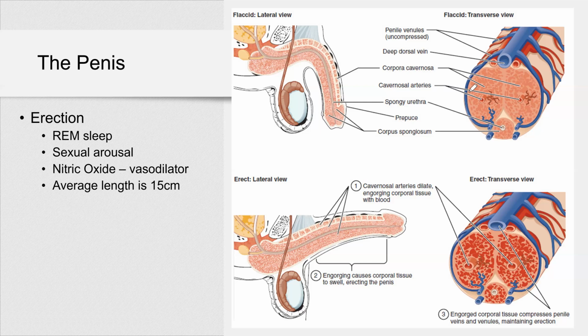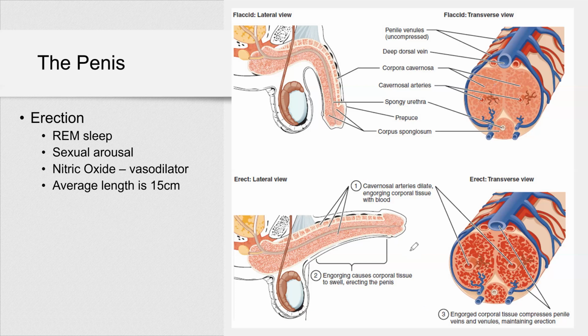So during erection, let's see what happens over here. The cavernosal arteries dilate, engorging corporal tissue with blood. Engorging causes corporal tissue to swell, erecting the penis. Engorged corporal tissue compresses penile veins and venules, and the penis remains erect. So erection of the penis is actually filling those arteries with blood.